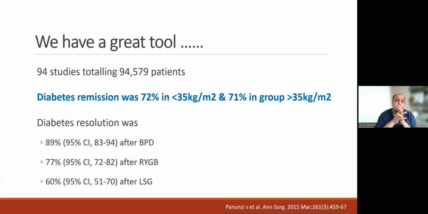What we do have are great tools that result in varying outcomes of diabetes. So diabetes remission in those that are 35 and below is 72%, and about 70% in the 35 and above group, according to this Annals of Surgery paper published in 2015. However, you can see of the 94 studies, 89% of the BPDS at 5 years or in the long term were actually diabetes-free. When you go to RYGB, they are lesser. When you go to sleeve, only 16% of patients have actually been able to maintain their remission of diabetes.